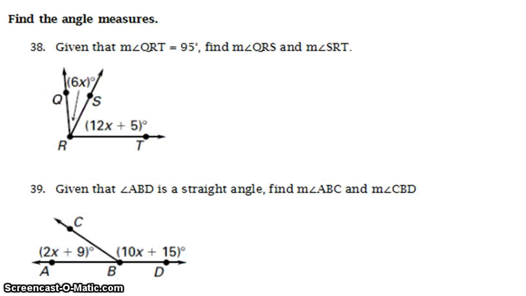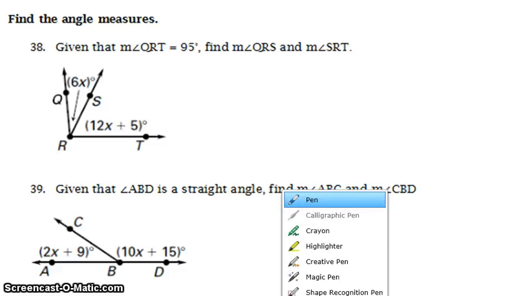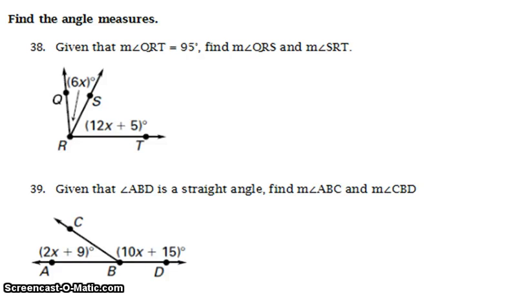All right, and let's go ahead and look at number 38. Number 38, the directions over all of it says find the angle measures. Well, number 38 gives me some good information. It says, given that the measure of angle QRT is 95 degrees, find the measure of QRS and find the measure of SRT.